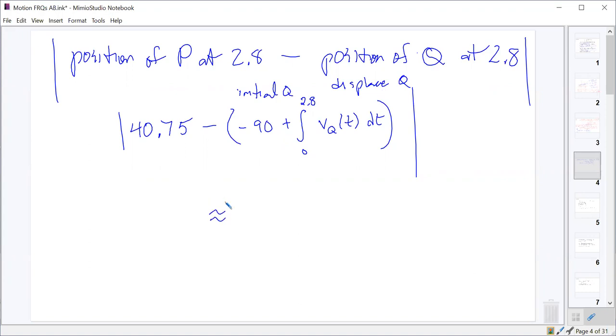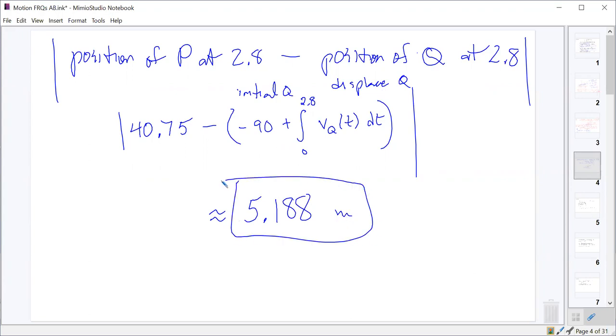Yep. Cool. And then you just use your calculator to find that integral, subtract 90 from it, find the difference, take the absolute value if needed, if this is a negative, and you end up with 5.188 meters is the distance they are apart. And that one, the point breakdown was 1 point for having this integral, 1 point for having the full expression for the position of particle Q, and 1 point for the distance that they were apart.